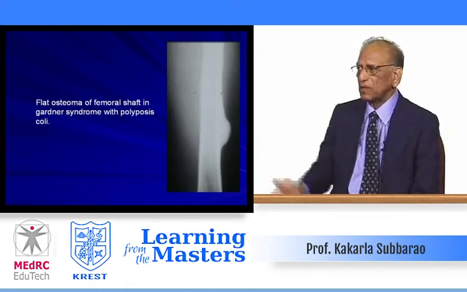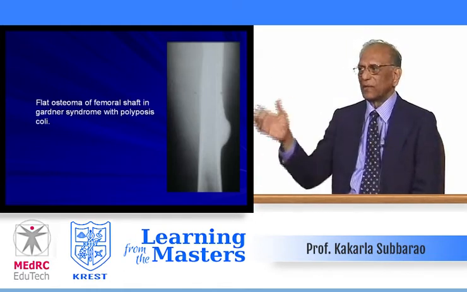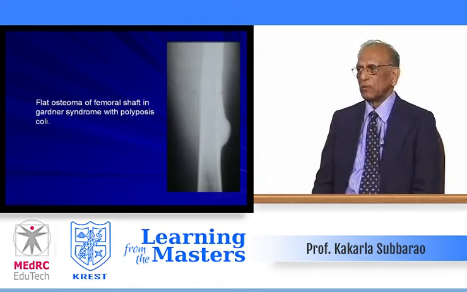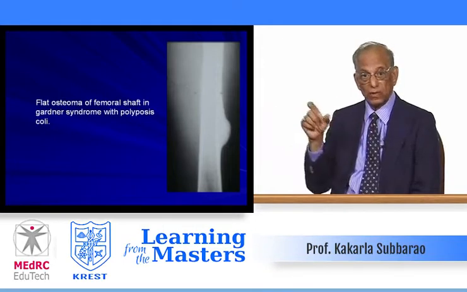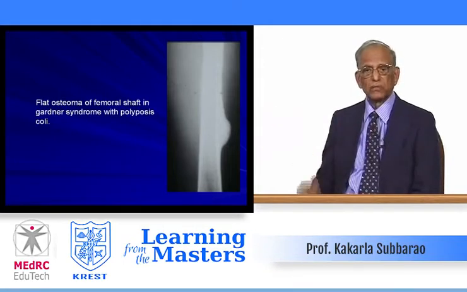For example, in a long tubular bone, a flat type of osteoma, a femoral shaft. In this particular case, it is Gardner syndrome, where you can get multiple osteomata, in the mandible and long bones, in the sphenoid sinus, and polyposis in the colon.